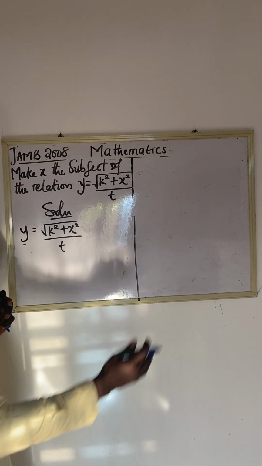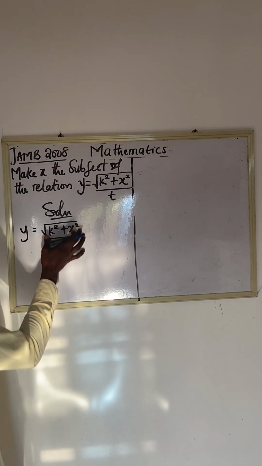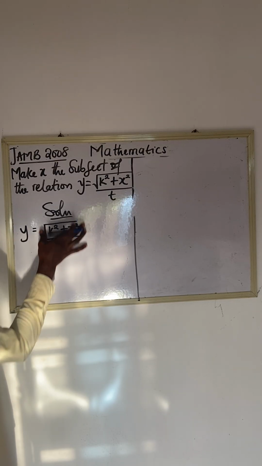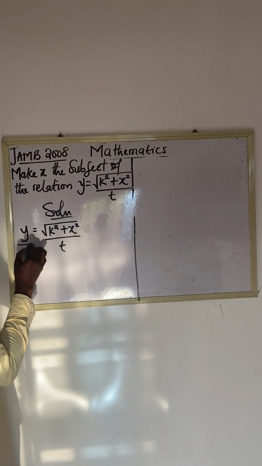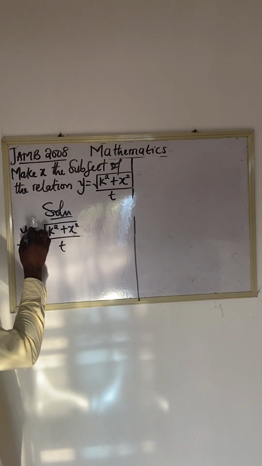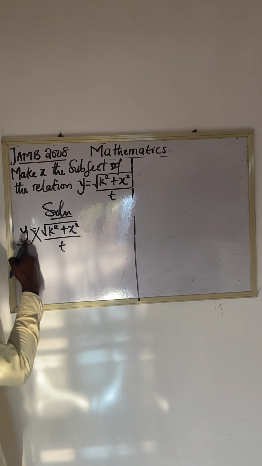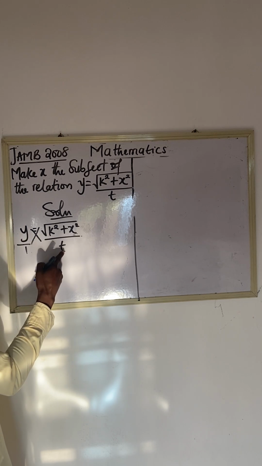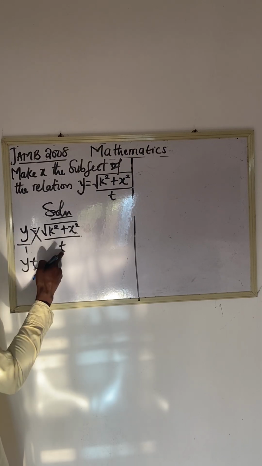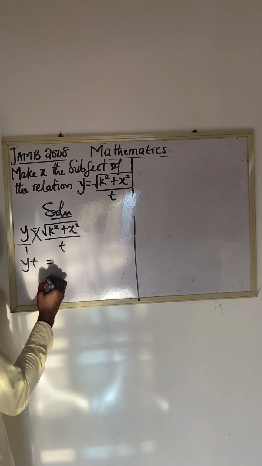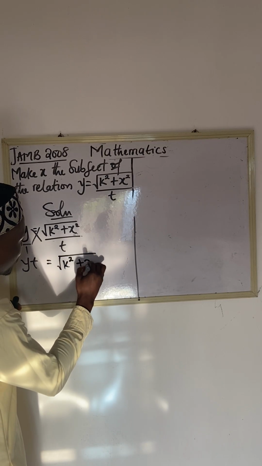Our x is on the right hand side of the equation. So first thing is, when we have a fraction like this, this is a term, and this is another term. This is a fraction, so let's make this all over 1 and then cross multiply. When we cross multiply, my y here will multiply by my t here. So I have yt, y times t gives me yt, to be equal to square root k squared plus x squared.